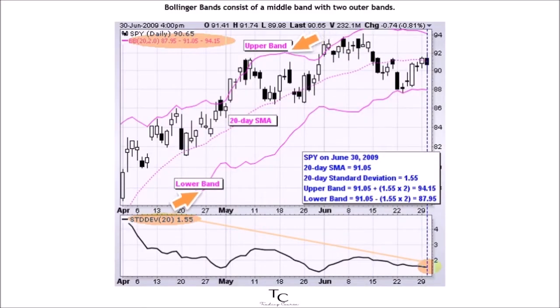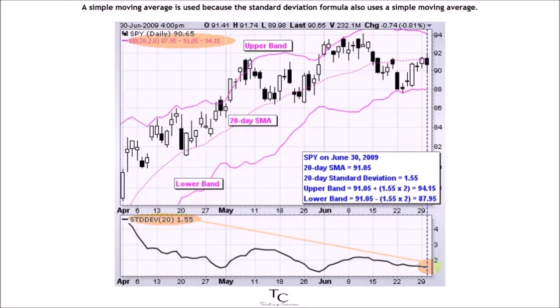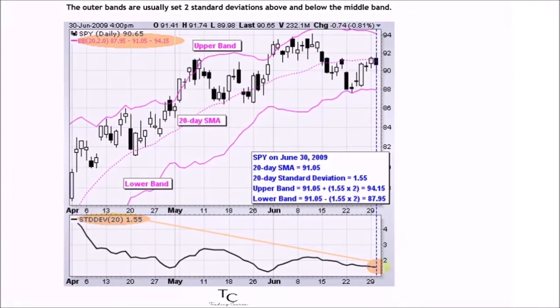Bollinger Bands consist of a middle band with two outer bands. The middle band is a simple moving average that is usually set at 20 periods. A simple moving average is used because the standard deviation formula also uses a simple moving average. The look-back period for the standard deviation is the same as for the simple moving average. The outer bands are usually set 2 standard deviations above and below the middle band.